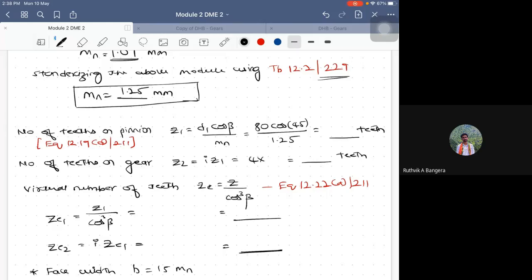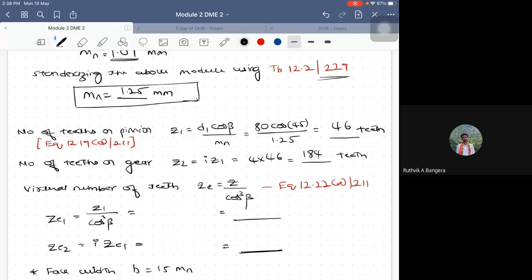Give the number of teeth on the pinion. 45. Okay. Is that exactly 45, Arif? Ah, 45.25. 45.25 in the sense you have to go for the next value. What is that? 46. Now, multiply it with the velocity ratio and give me the number of teeth on the gear. 4 sixes are 24, so 184. Right?